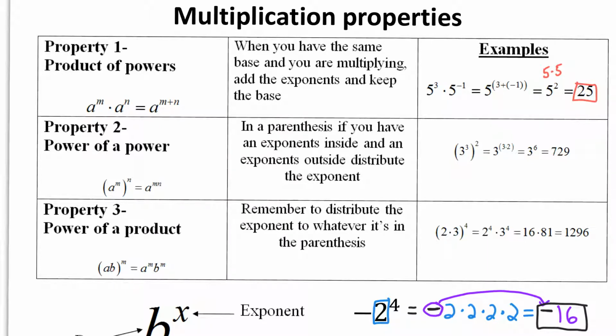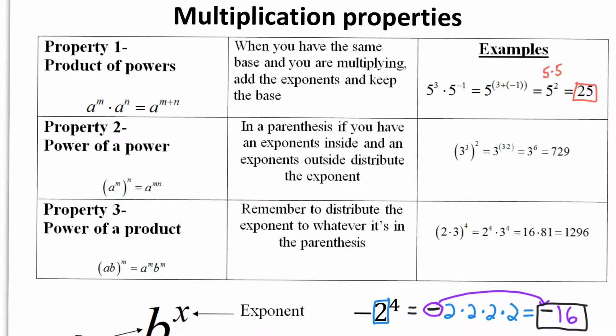There's nothing in between, so by default they're multiplying. You guys can have 2 variables, 3 variables. You can have a number inside the parentheses with a variable. You can have 7x. You can have 3ab. Or you guys can have 3 different variables. But when you have something inside of the parentheses and you are raising that to a power, you are going to distribute and you're going to multiply the exponents inside times the one outside.